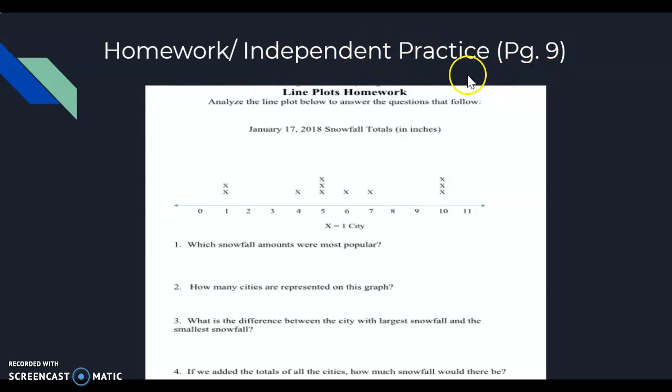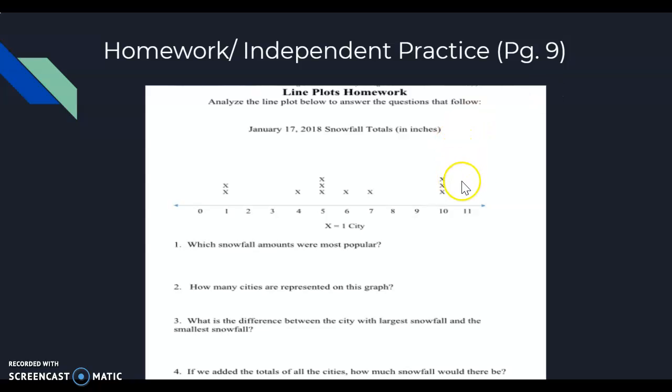So this is independent practice. Also, it's going to be homework if we don't finish it. It's on page number 9. And it's going to be assigned in Google Classroom for you. The instructions are for you to show your work on a separate sheet of paper, take a picture of it, upload it, and submit it in the actual assignment. Those instructions are going to be included in the Google Classroom assignment.